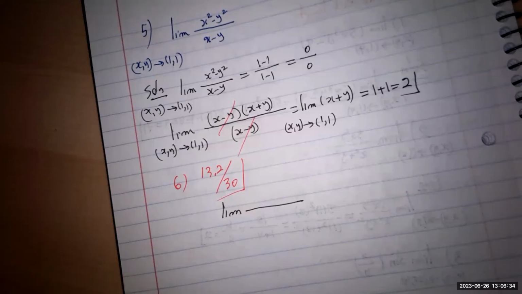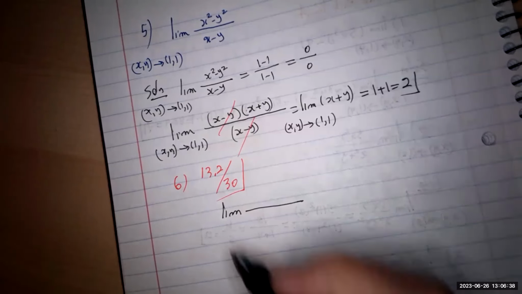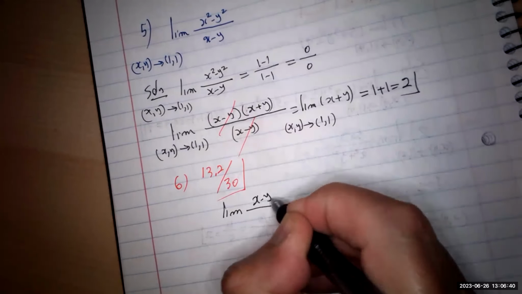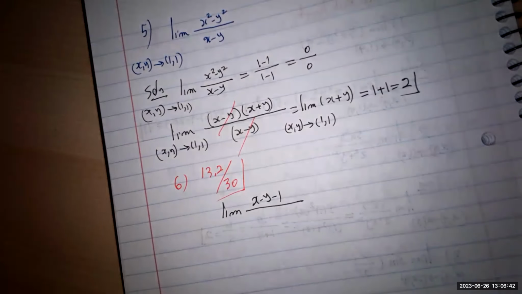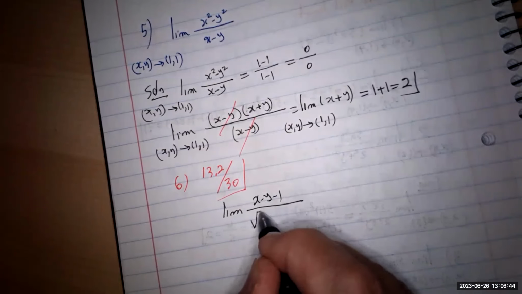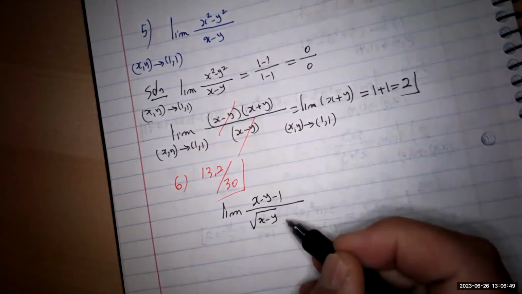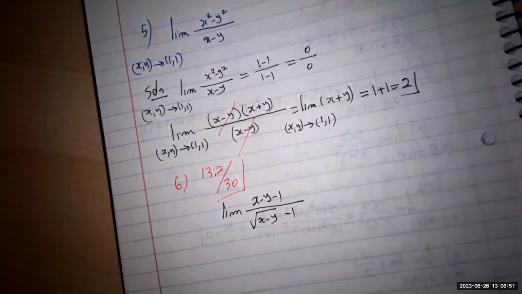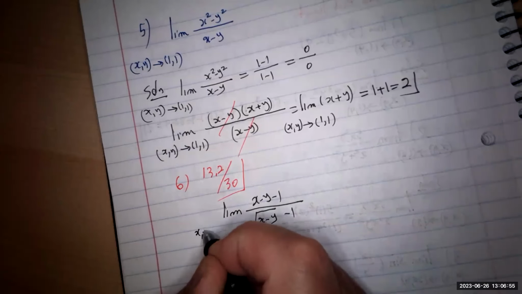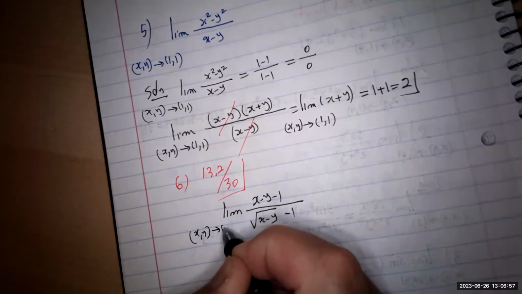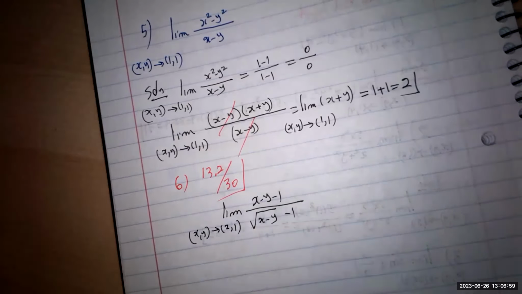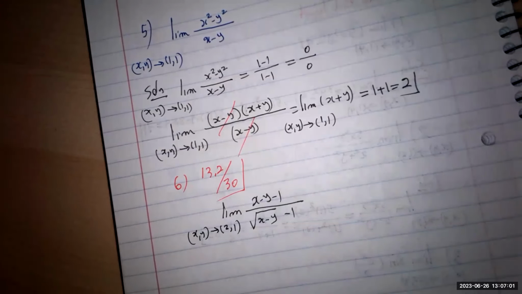Okay, there you are. It's the x minus y minus 1 on the top. And then the bottom, we have the square root of x minus y, then minus 1. And you want to find this limit when x, y goes to 1, 0. If you take any calculus book, in calculus 3, you will see this example. It doesn't matter which book it's going to be. Okay, so this is it.